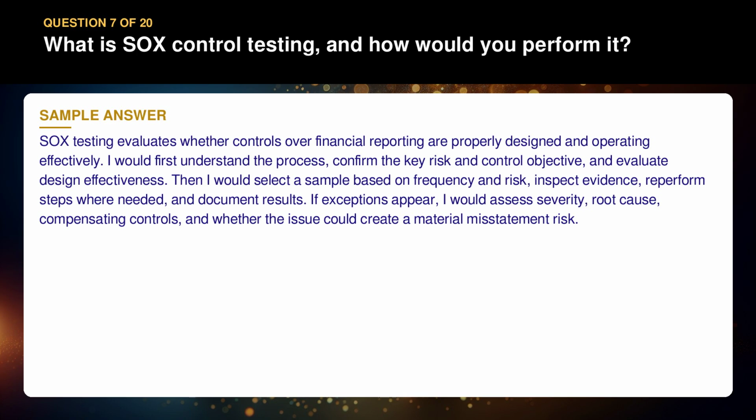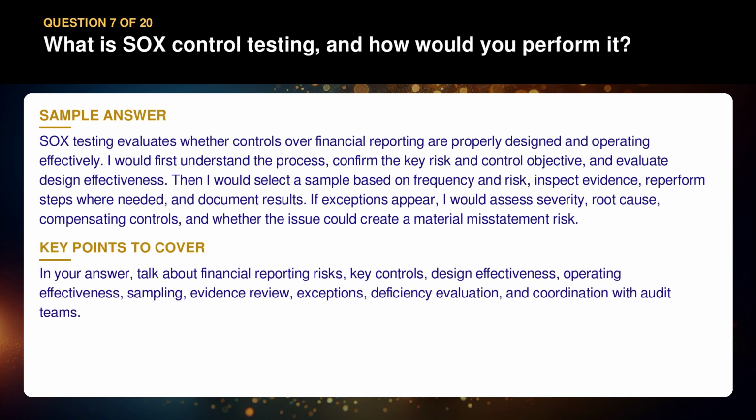If exceptions appear, I would assess severity, root cause, compensating controls, and whether the issue could create a material misstatement risk. In your answer, talk about financial reporting risks, key controls, design effectiveness, operating effectiveness, sampling, evidence review, exceptions, deficiency evaluation, and coordination with audit teams.